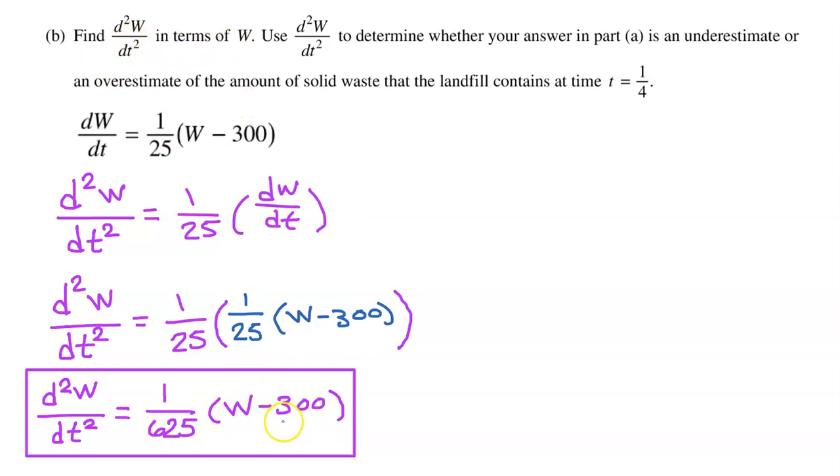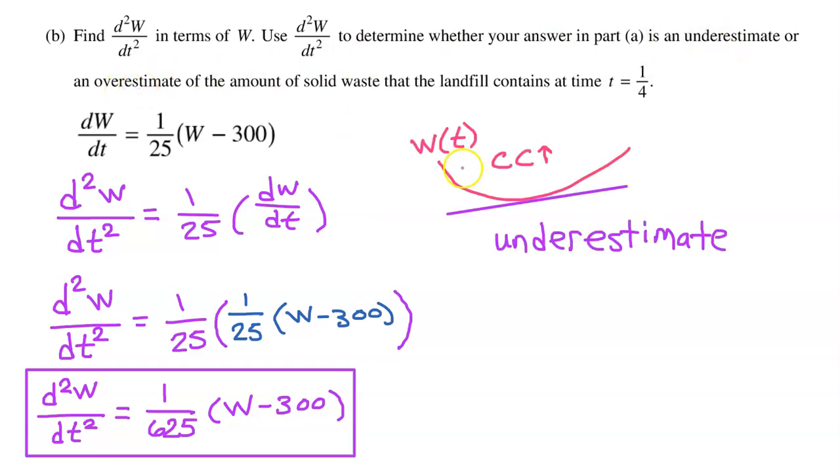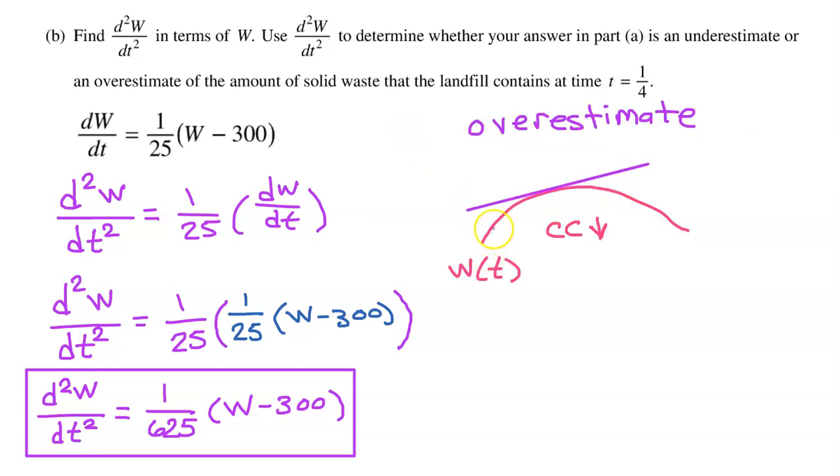How do we use this to figure out if our tangent line approximation from Part A was an underestimate or an overestimate? If the graph of W is concave up, a tangent line approximation will be an underestimate because the tangent line is always below the curve. W will be concave up if the second derivative is positive. If the graph of W is concave down, the tangent line approximation will be an overestimate because the tangent line is always above the curve.